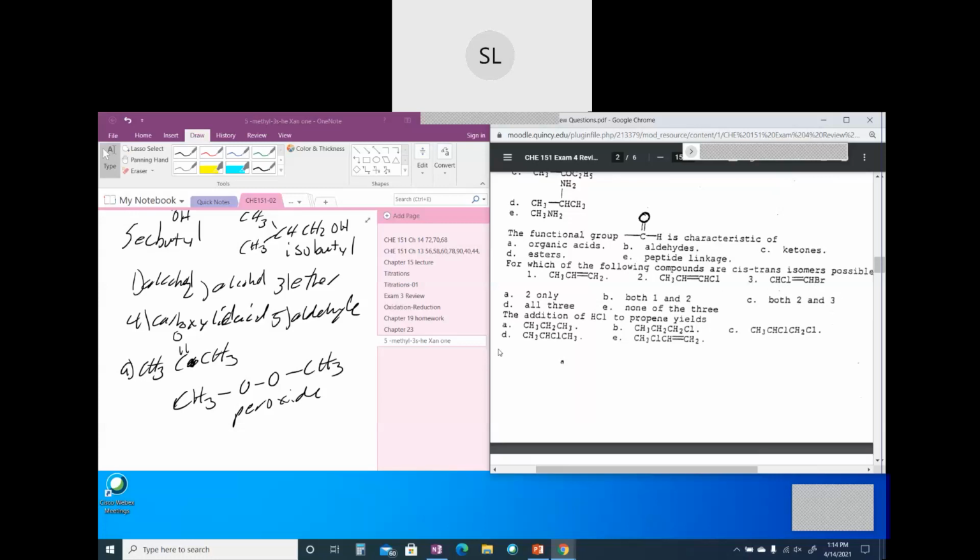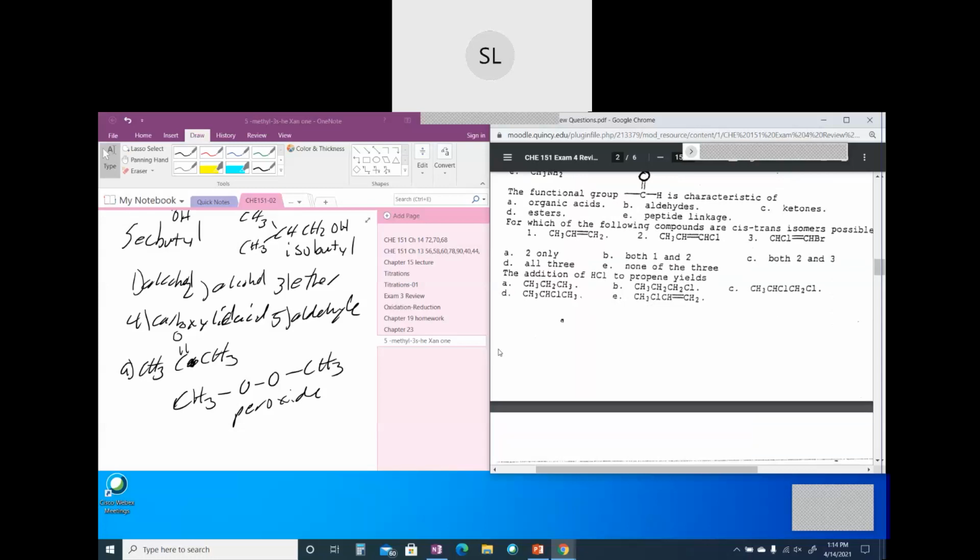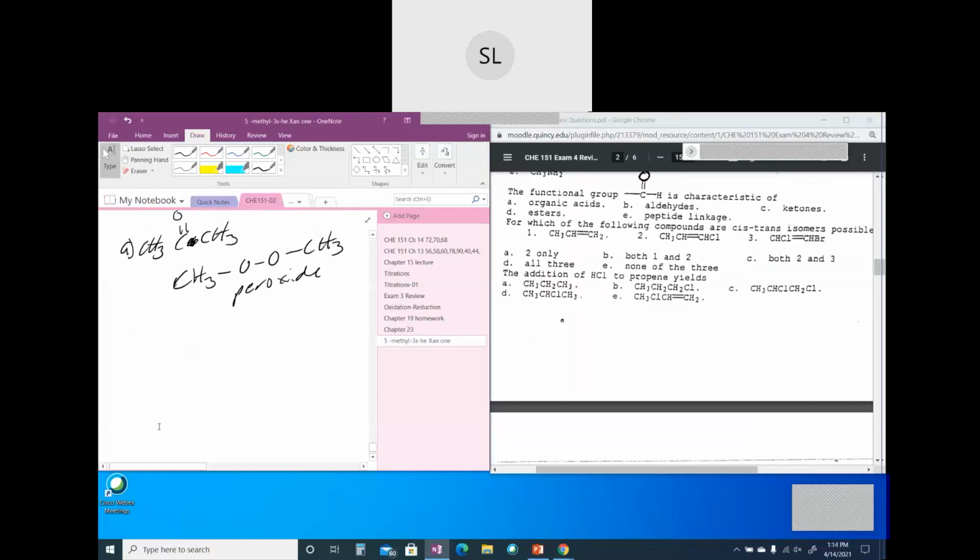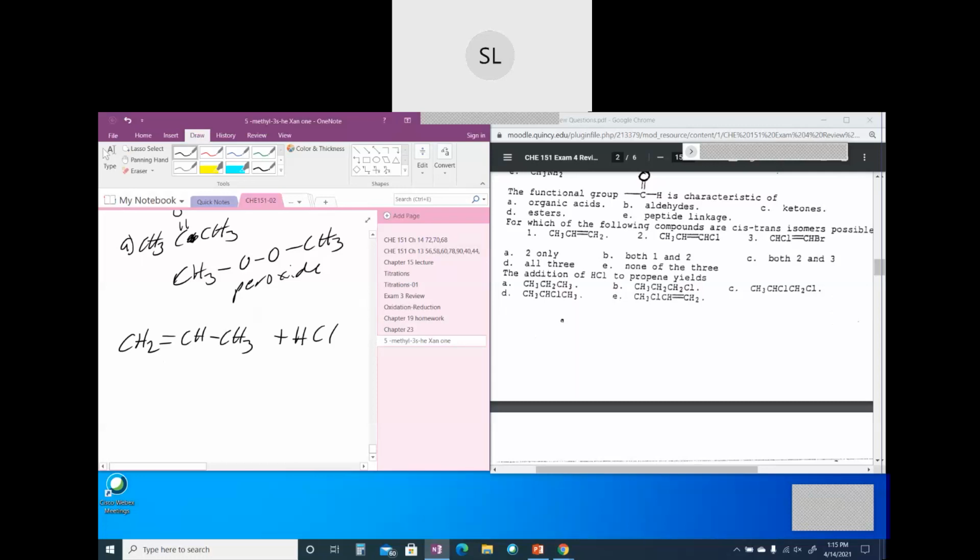All right, propene, addition of HCl. Now we are doing an addition reaction, but the addition reaction we did before was with Br-Br, which is adding the same thing to both sides. This time we're adding HCl to propene. So now you have to know Markovnikov's rule, which says when you are adding a compound to an alkene, you always put the H on the side with the most H's, and the other is going to go to the other side.